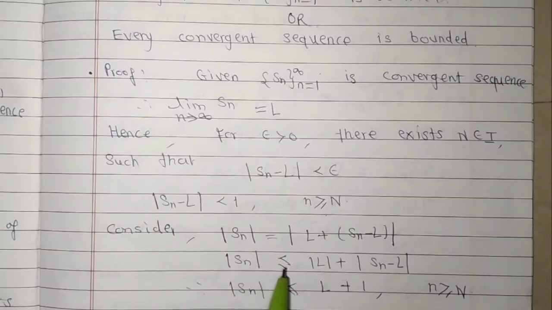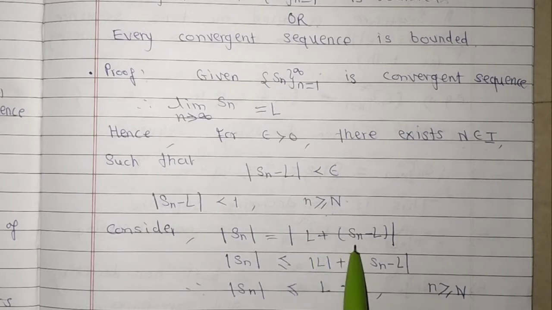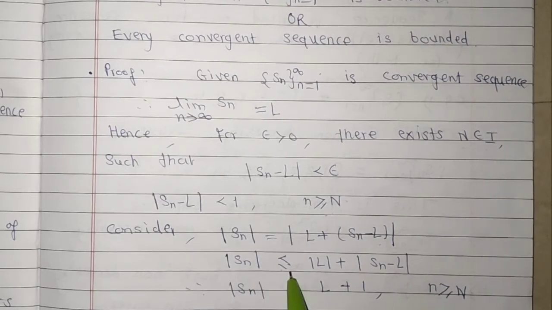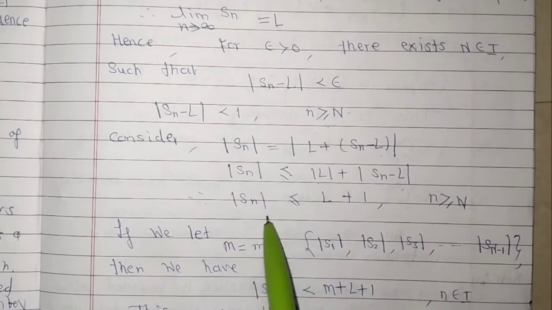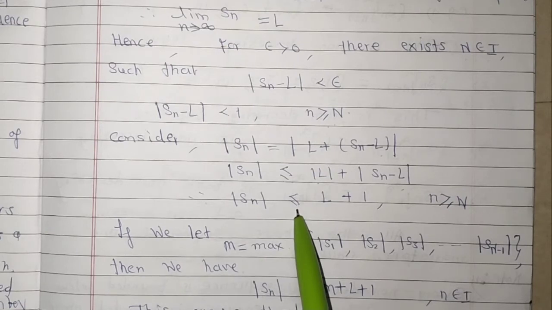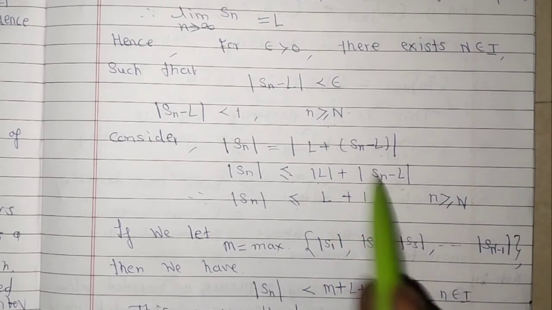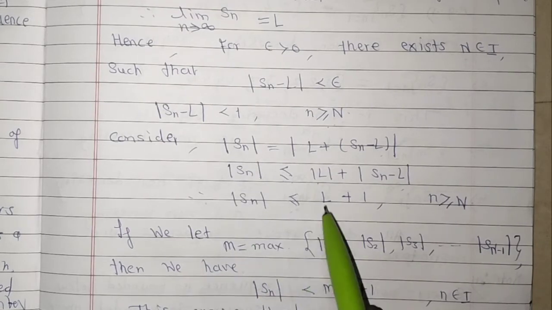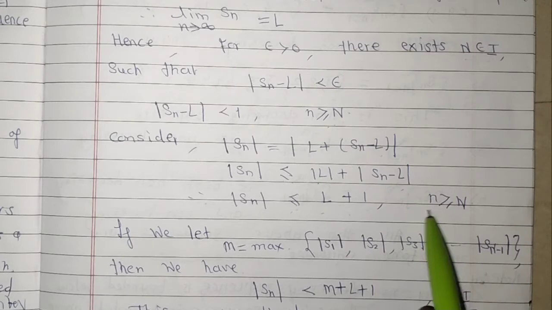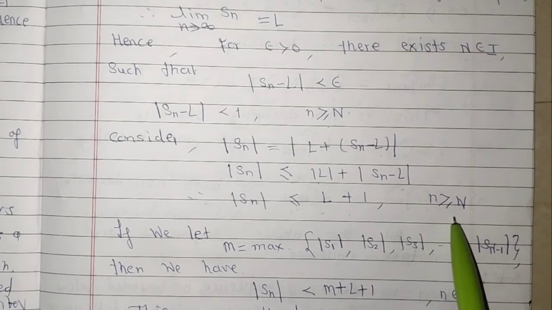Consider modulus of Sn. This can be written as modulus of L plus (Sn minus L). Hence, modulus of Sn is less than or equal to modulus of L plus modulus of Sn minus L, which is less than modulus of L plus 1. So modulus of Sn is less than or equal to modulus of L plus 1 for n greater than or equal to N.